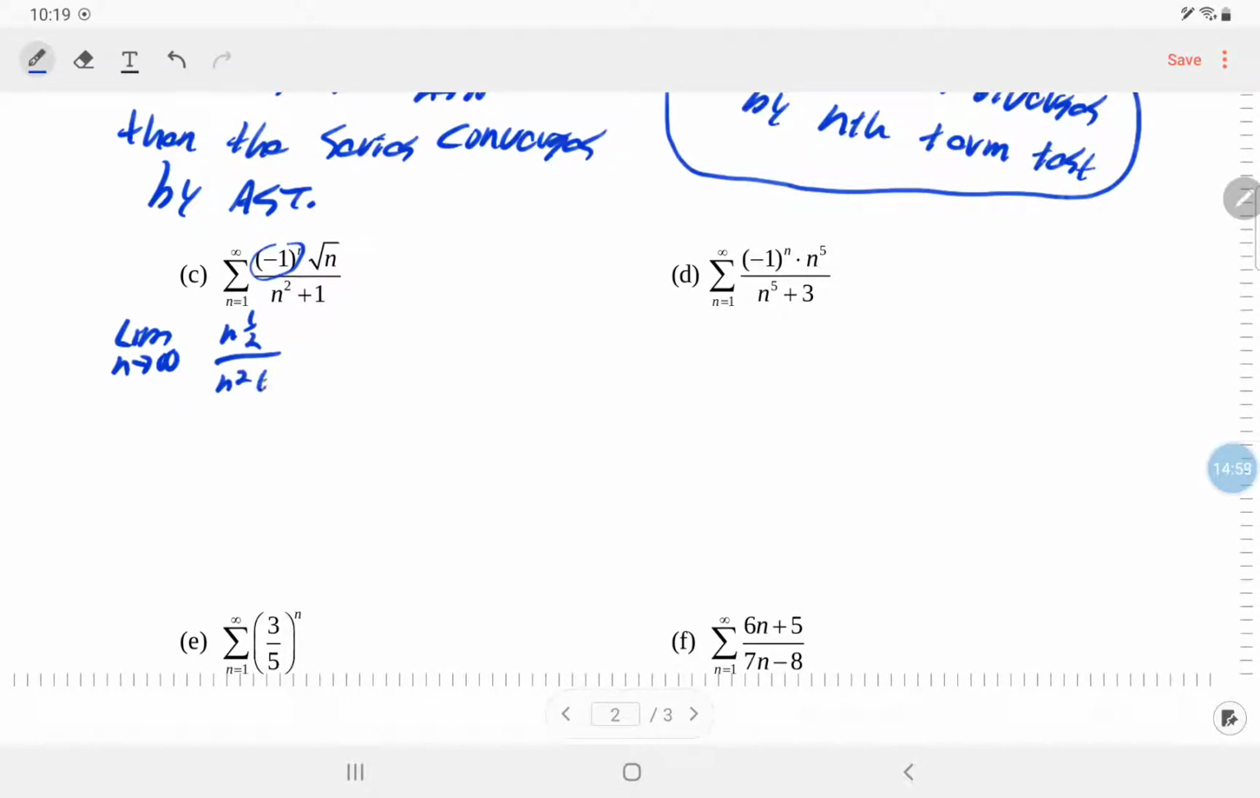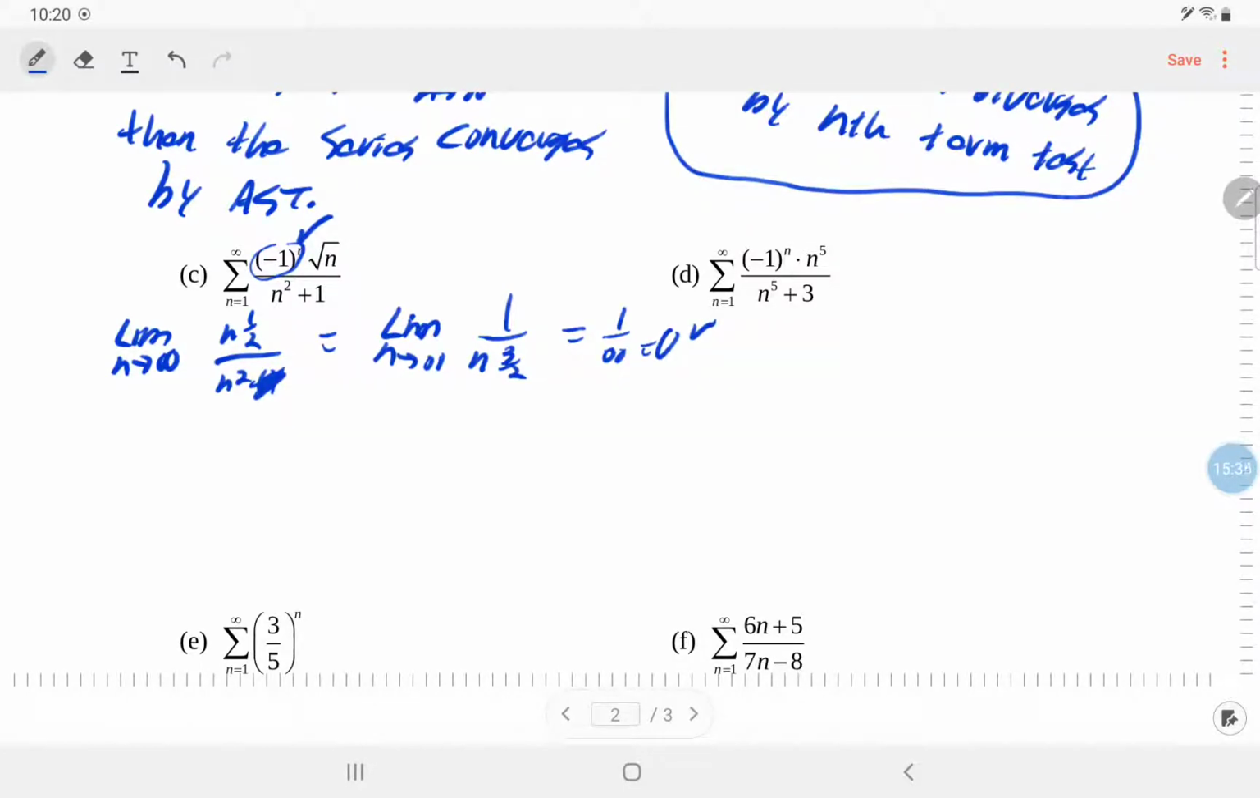And then n squared plus 1. Again, the plus 1 is insignificant. And I've been told that when you're dividing, you want to subtract. So I get the limit as n approaches infinity of n to the half minus 2, which is n to the negative 3 halves, which basically gives me 1 over n to the 3 halves. And if I plug in infinity, that's going to give me 1 over really huge. That's 0.